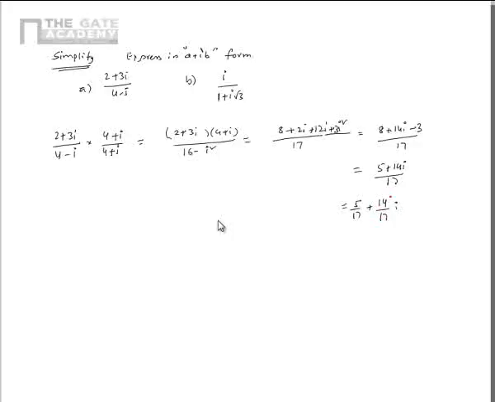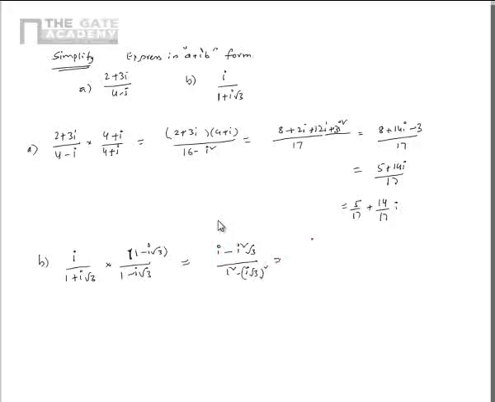Okay, this is the first part. Now, for b, the second bit is something like this. Now we need to multiply with the complex conjugate, so this will be 1 − i√3, in order to make the denominator a real number. So this will be (i − i²√3) over 1² − (i√3)².